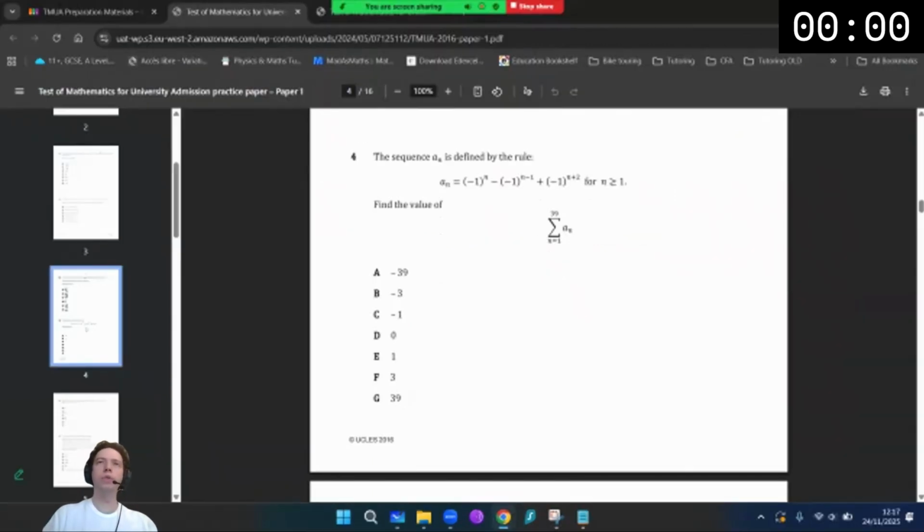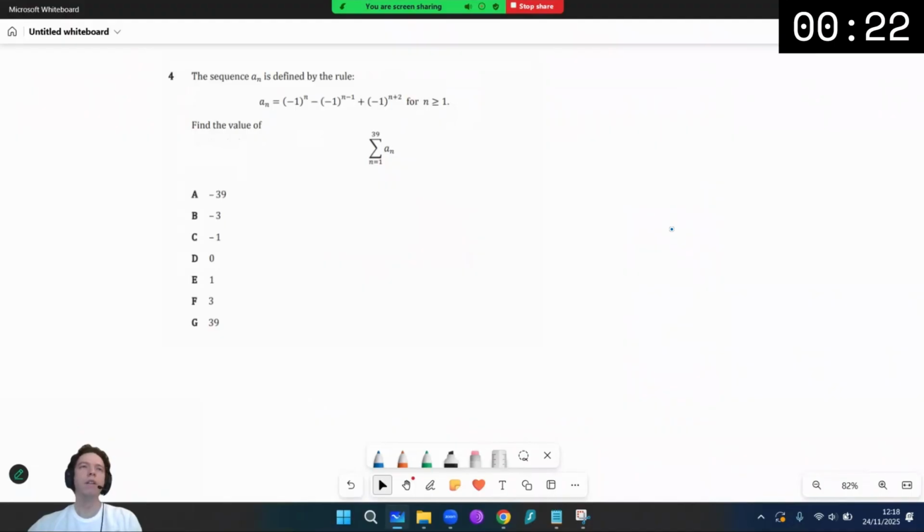Okay, question 4. The sequence a_n is defined by the rule a_n = (-1)^n - (-1)^(n-1) + (-1)^(n+2) for n greater or equal to 1. Find the value of the sum from n equals 1 to 39 of a_n. Let me copy this question to the board. Right, so (-1)^n is going to be either plus or minus 1. If n is even, it's +1. If n is odd, it's -1.